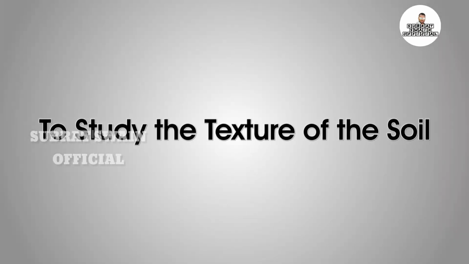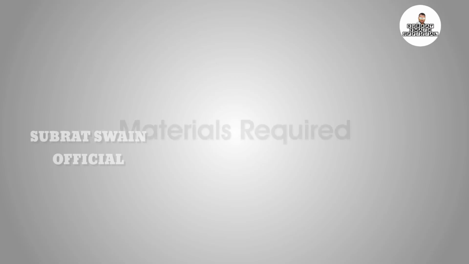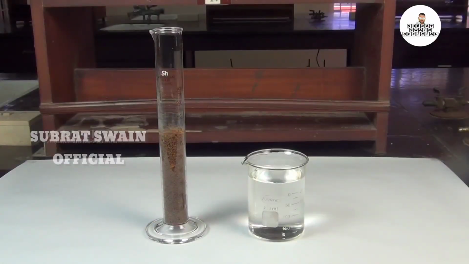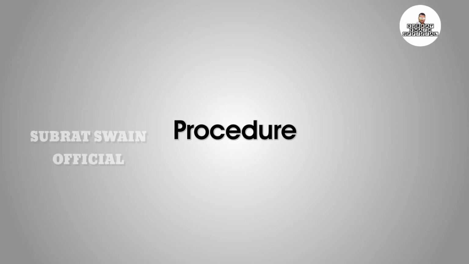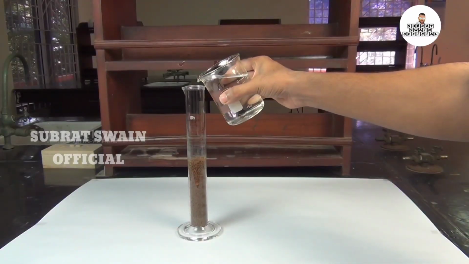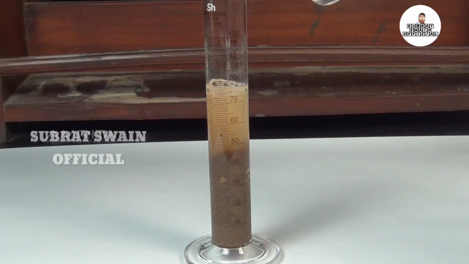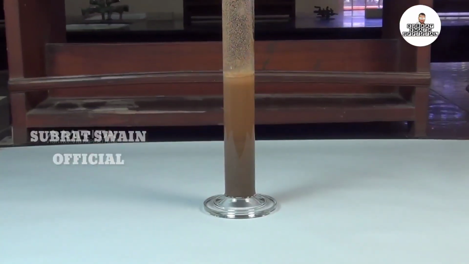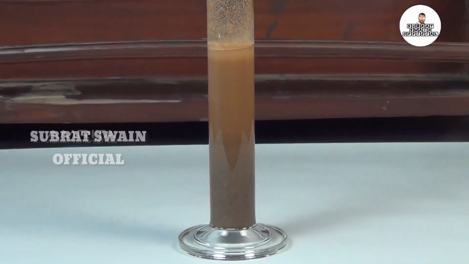To study the texture of the soil. Materials required: soil sample in a measuring cylinder and a beaker containing water. Procedure: take beaker containing water and pour some water into the measuring cylinder. Shake the measuring cylinder to mix the sample. Allow the soil particles to settle.